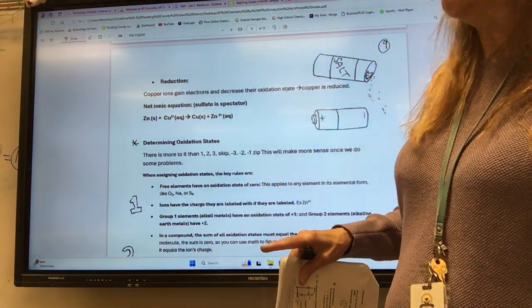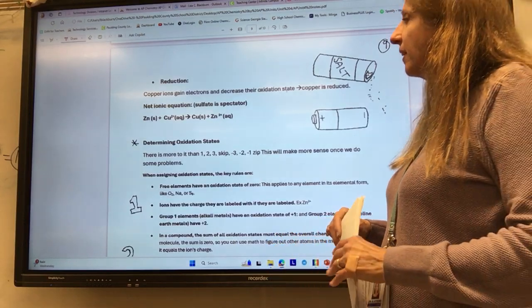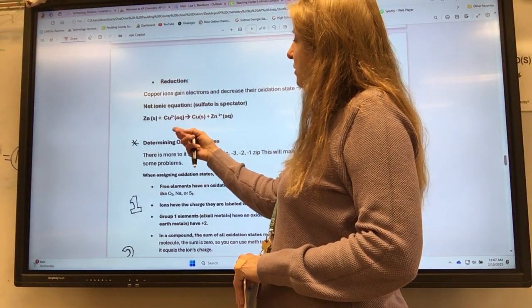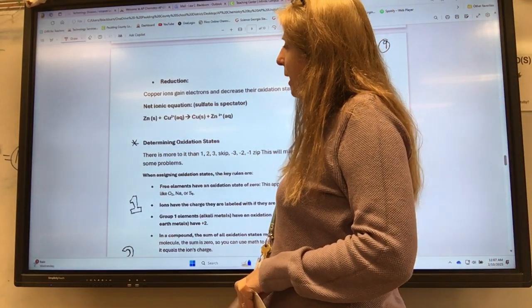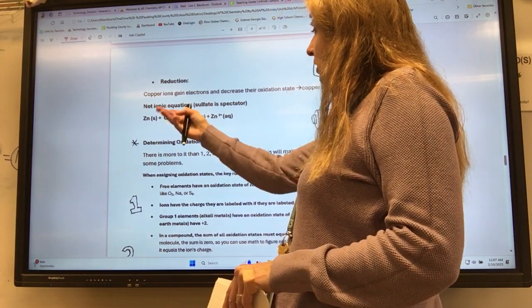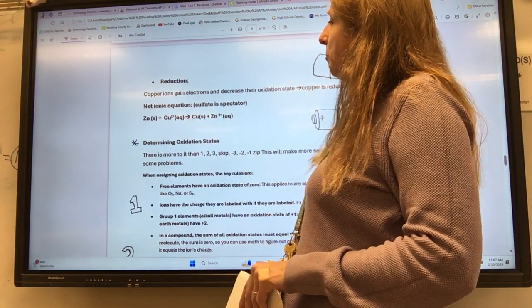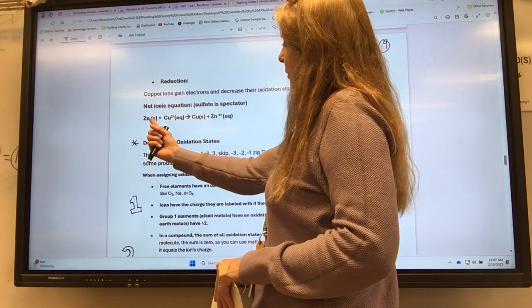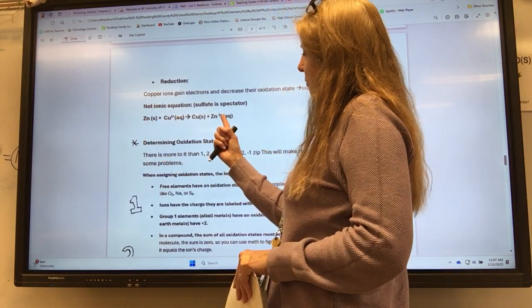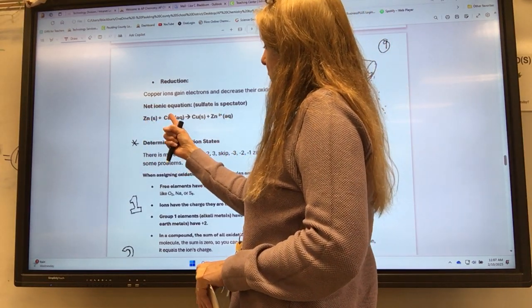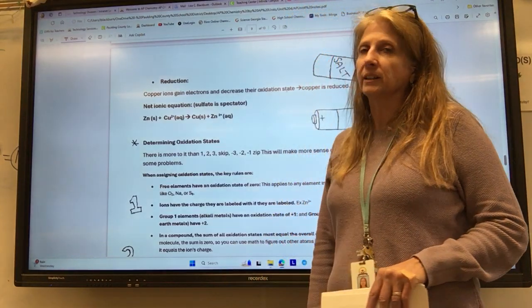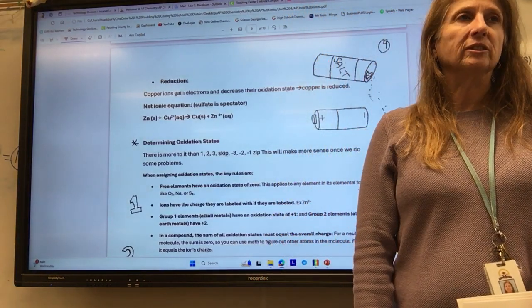This has to do with how batteries work and things like that. So when you do this, you notice the only thing really having something happen were the metals. We don't write the sulfate, it's a spectator. So zinc went from solid zinc to +2 in aqueous. Copper went from aqueous to solid. Can everybody sort of see what happened?